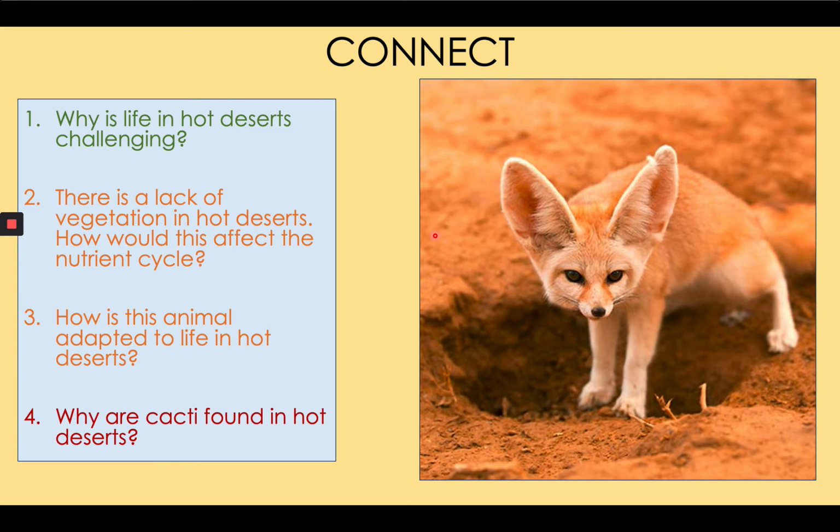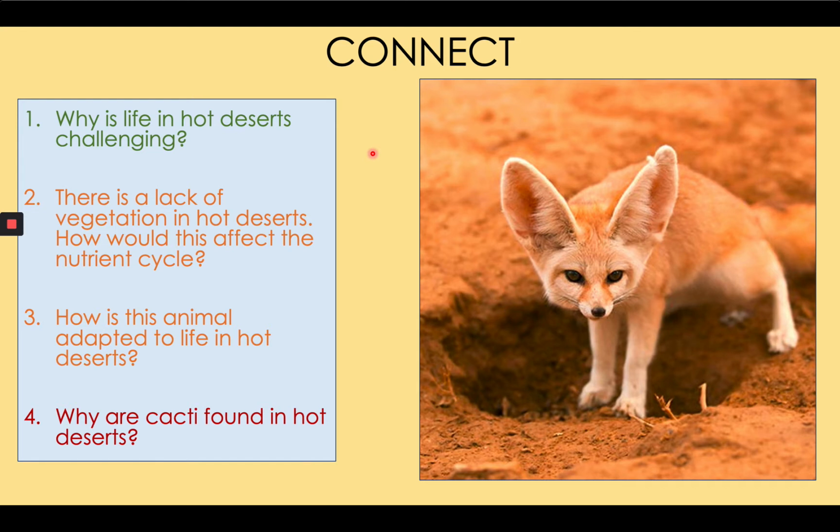So number 1, why is life in hot deserts challenging? What are the main challenges that life faces? Well, you should have said a few things. First one, the heat makes it difficult for animals to survive, because animals can't survive beyond a certain temperature. You should have said the lack of precipitation and rainfall makes it difficult because there's water scarcity. You may have also said there's a lack of food for animals, either in the form of other animals or in the form of vegetation, plants.